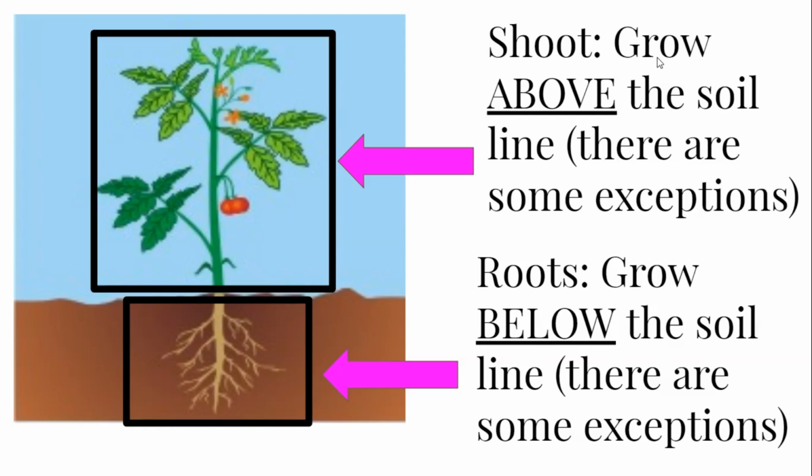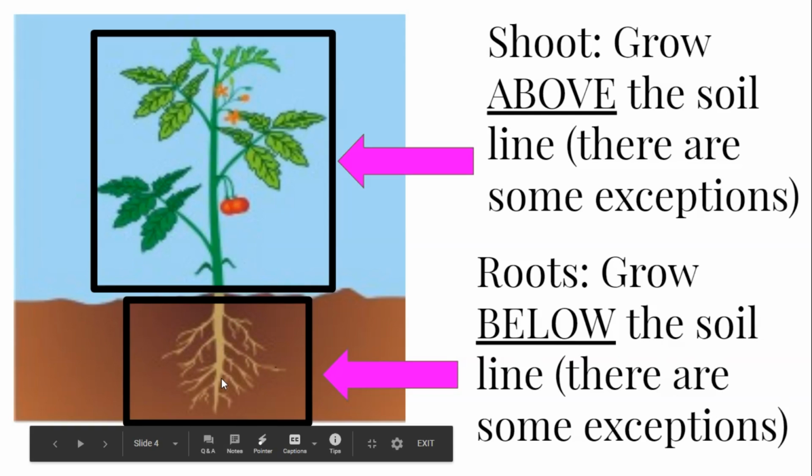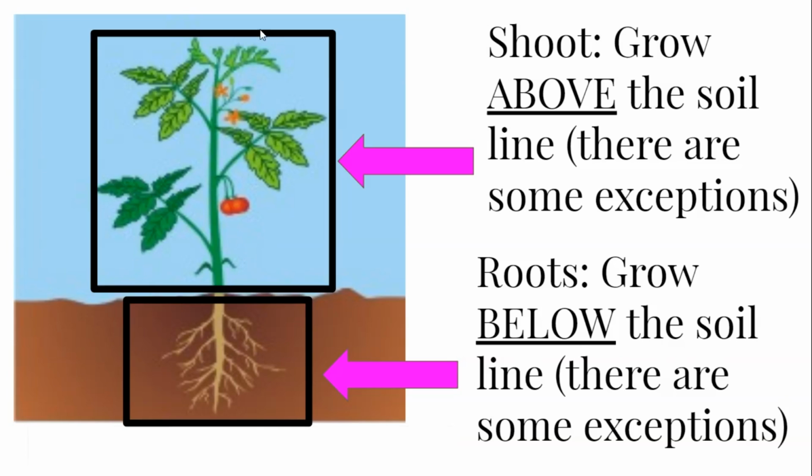So the two parts of a plant are the roots, which grow below the soil line, and there are some exceptions. And then we have the shoot, which is everything that grows above the soil line, which will include the stem, the leaves, the flowers, and the fruits. It is all part of the shoot. And again, there are some exceptions where the shoot will grow underground, such as part of the celery will grow underground. Potatoes are a stem that will grow underground.